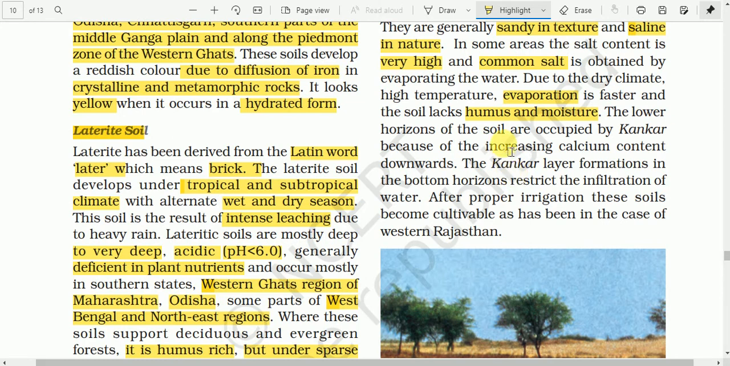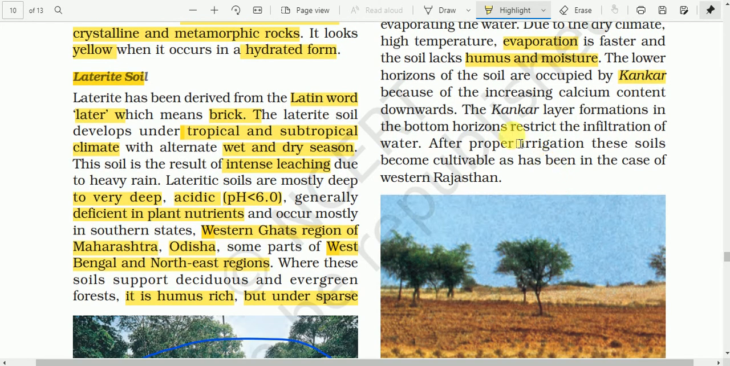The lower horizons of the soil are occupied by kankar. So what do you mean by kankar? As I told you earlier, the lower horizon, that is the B and C horizon of the soil, are occupied by kankar because of increasing calcium content downwards. Kankar, this is a local term, and it refers to the crystals or the grains of calcium carbonate. It prohibits the infiltration of water, as we discussed earlier.